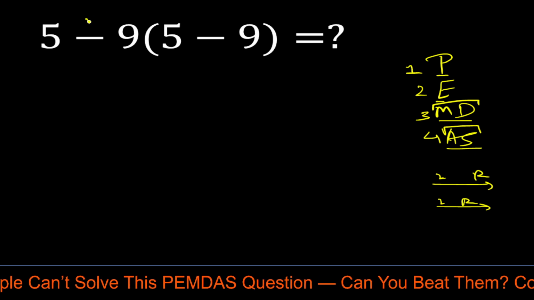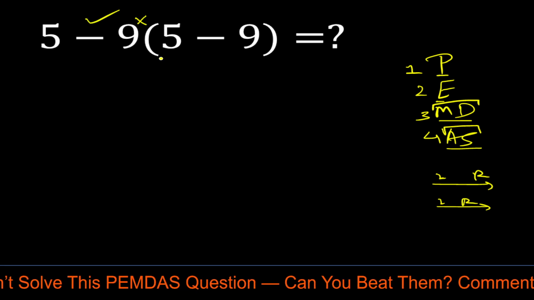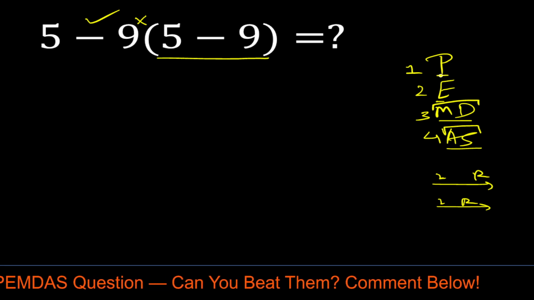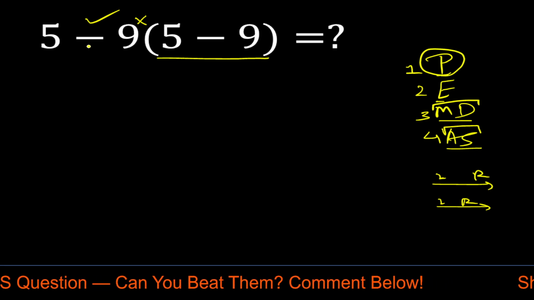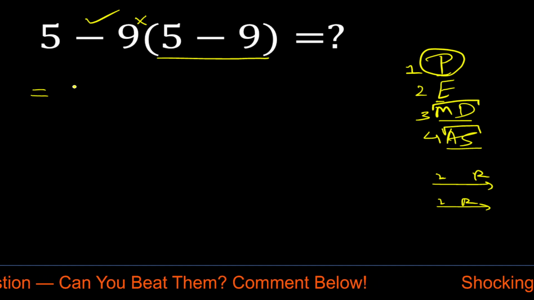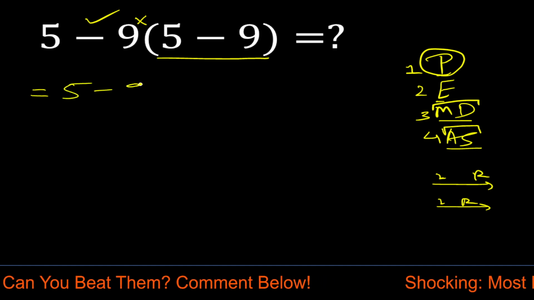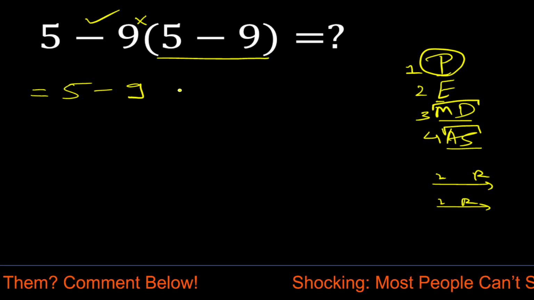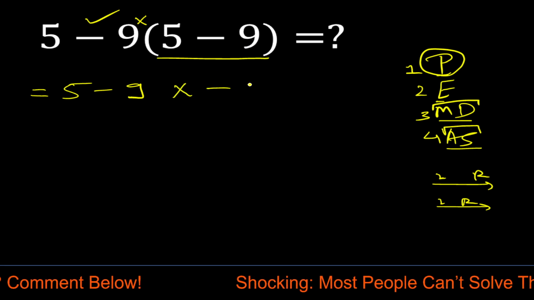So in this question here we have subtraction, here multiplication, and here parentheses, right? So according to the PEMDAS rule, first we have to solve parentheses. So now 5 minus 9. Now solve this parentheses. 5 minus 9 is equal to minus 4. So times minus 4, right?